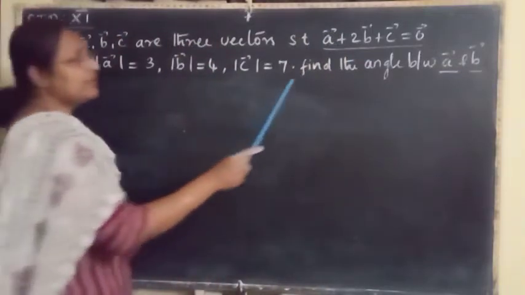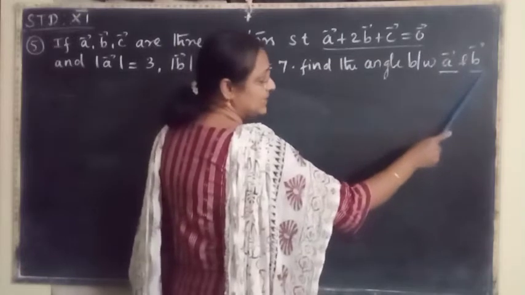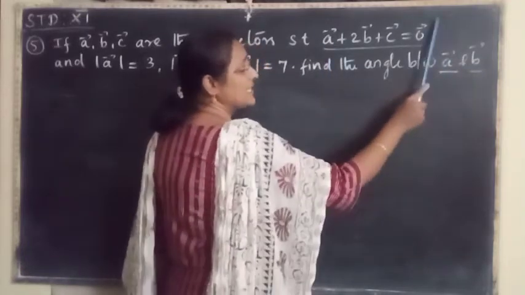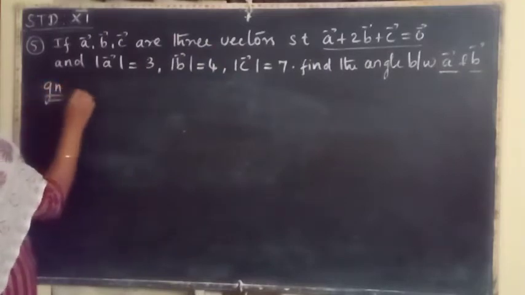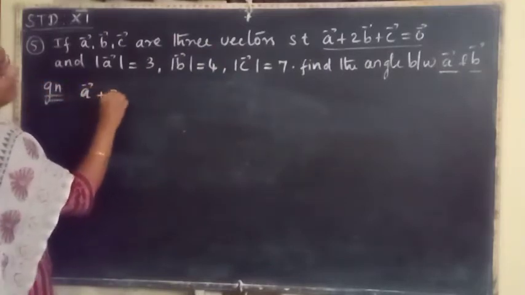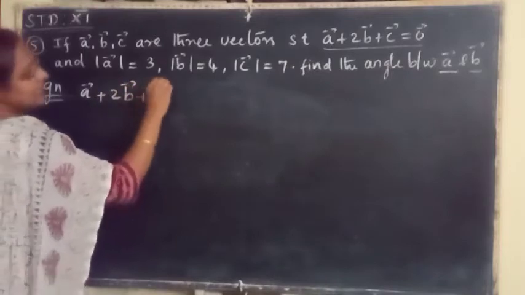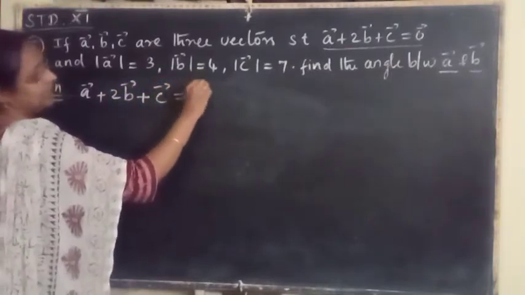Now, in order to find the angle between A vector and B vector, I am going to use the hint given here. What is given? Tell me, the given information is A vector plus 2B vector plus C vector equal to 0 vector. Yes or no?